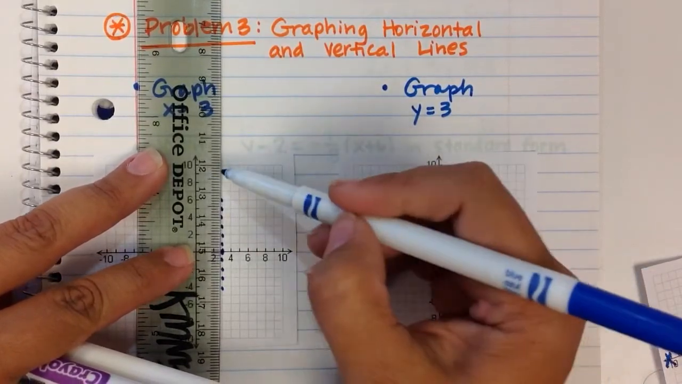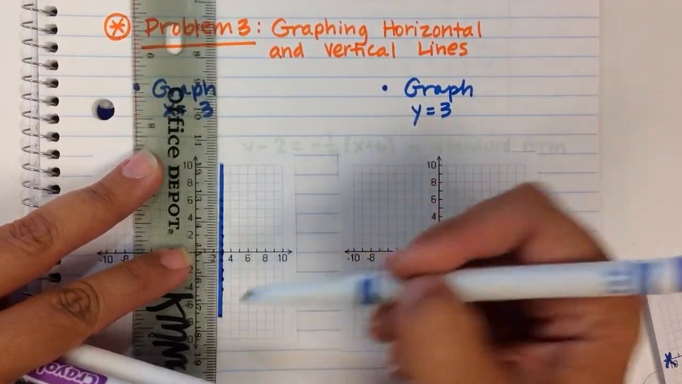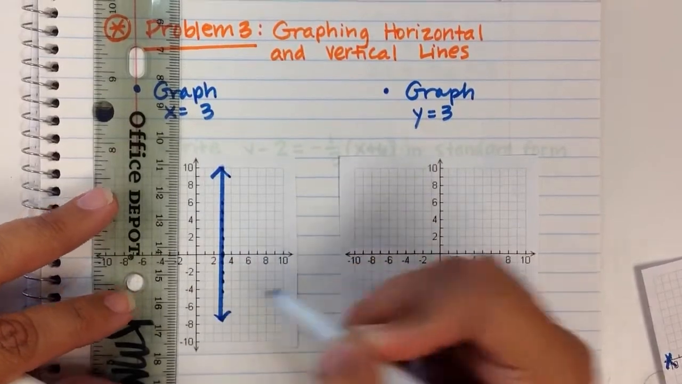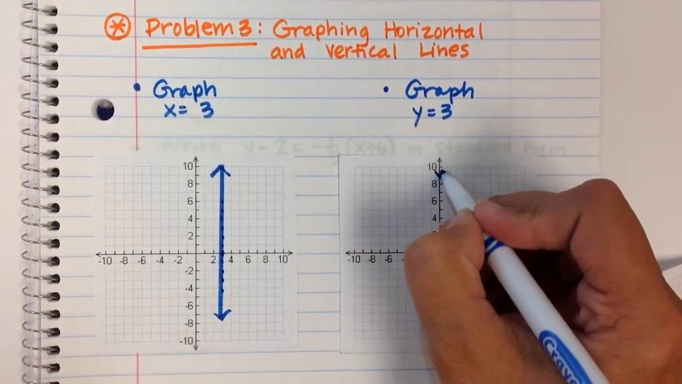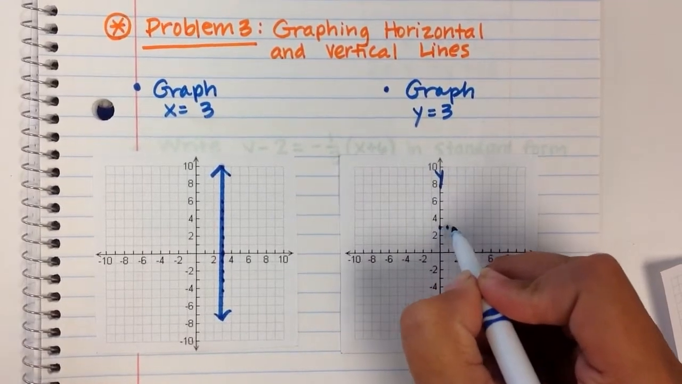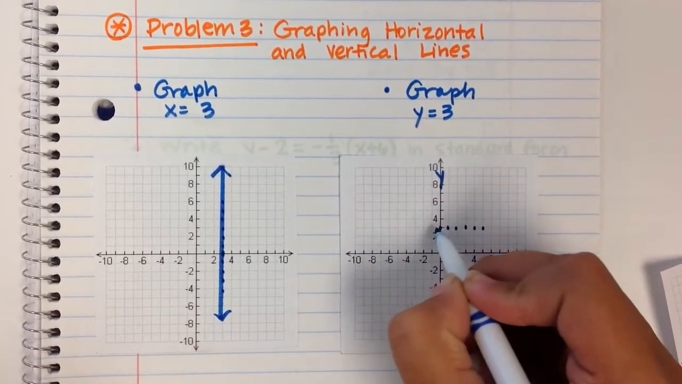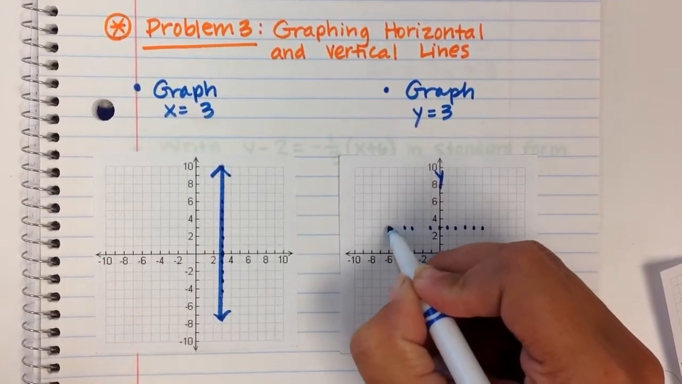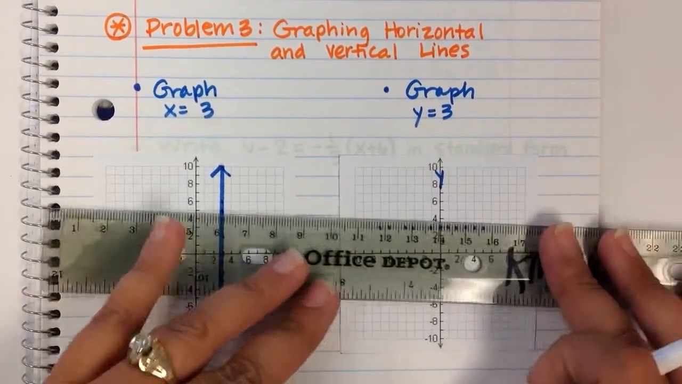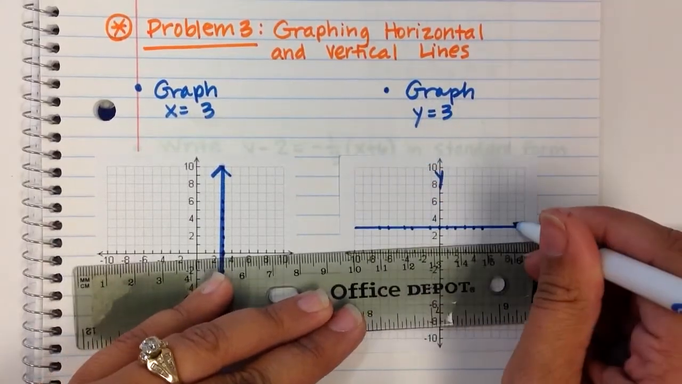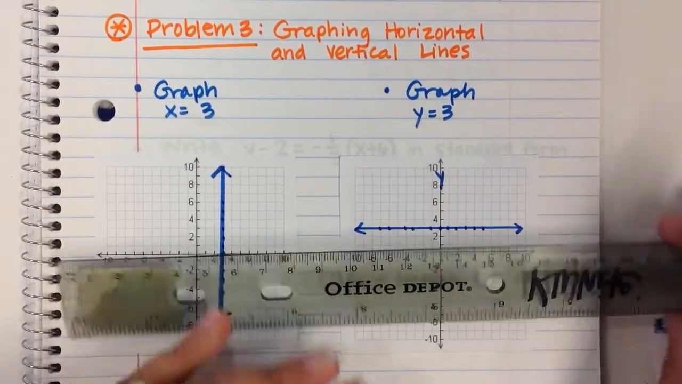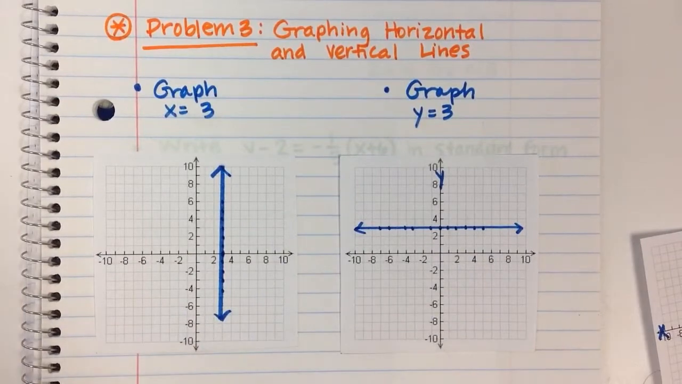So anytime I have x is equal to a number, I get a vertical line. Alright, graph y is equal to 3. Well, if I go on the y-axis and I go to 3, and everywhere y is 3, I make a point, then I'm going to have a horizontal line because every one of these ordered pairs has 3 in the y spot of the ordered pair. So y is equal to a number always graphs a horizontal line.